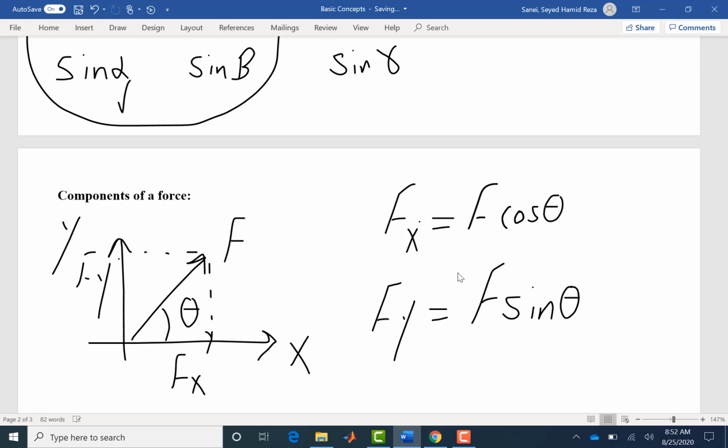So if you have the angle, you can find each component. If I'm going to use this angle, then Fx would be F sine alpha and Fy would be F cosine alpha.